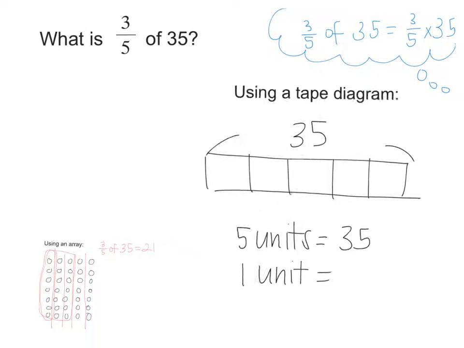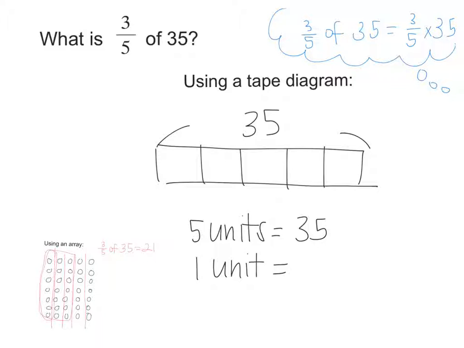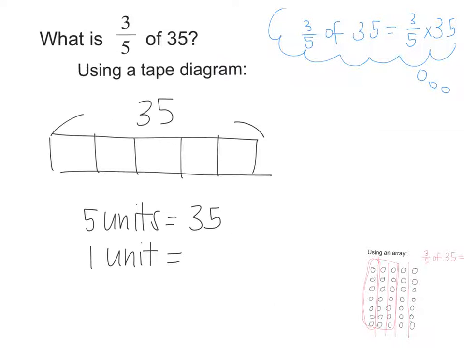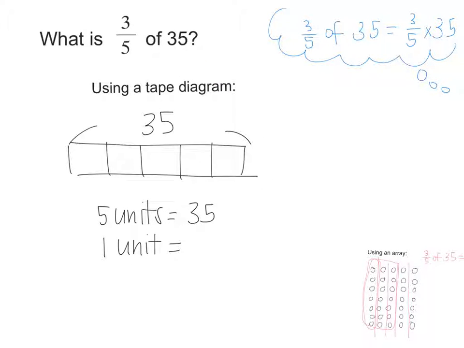Okay. Now, when we use a tape diagram, we're going to draw a piece of tape, and the entire tape is how long? 35, because 35 is our whole. Okay. And then we have to split it into how many units? We're going to split it into 5 units. Why do you think we're going to split the whole of 35 into 5 units? Lakshan? Because the denominator of 3/5 is 5. You got it. Because the denominator is 5, we need to split our whole, which is 35, into 5 equal parts.